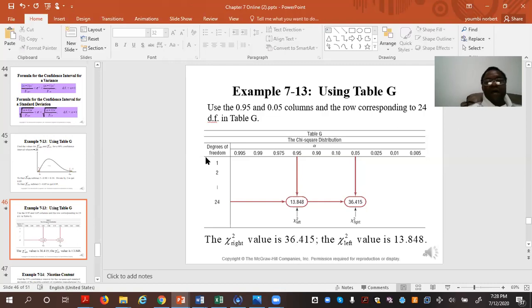It's at the left of alpha. Now, you go to the right of alpha, the right is at 0.05. You get 36.415. Okay? So just come back to this. We are recording all what we are doing so that you can come back to it later when I upload it on Canvas.